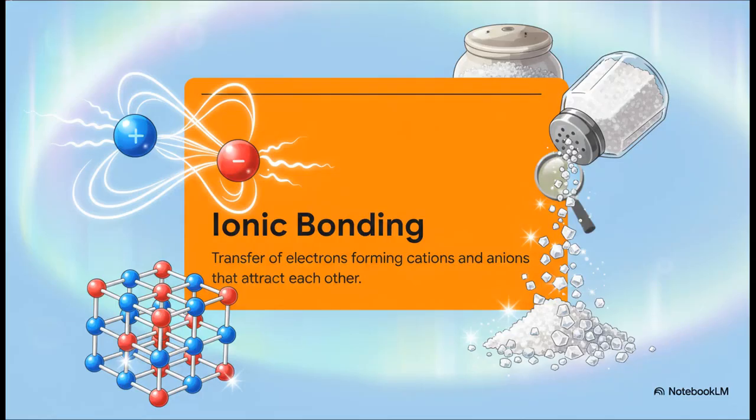And this complete transfer of electrons creates our next category, ionic bonding. It forms cations and anions that have this intense electrostatic attraction between their opposite charges. This attraction locks them into an incredibly orderly 3D crystal lattice structure. The most classic example of this? Sodium chloride, which is literally just the table salt sitting right now in your kitchen cabinet.